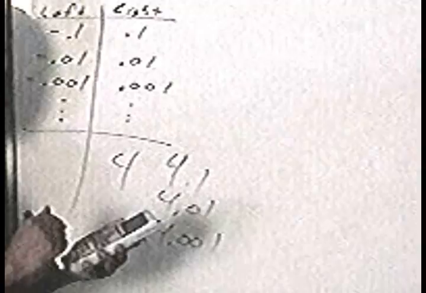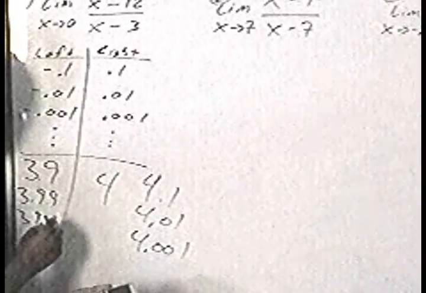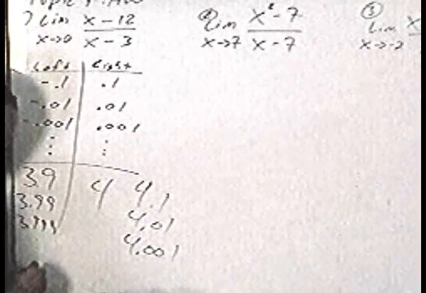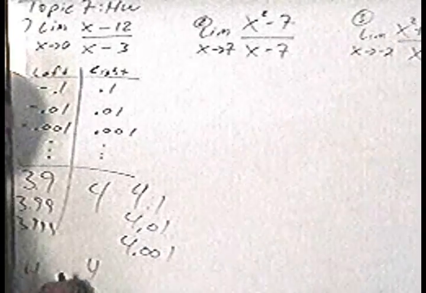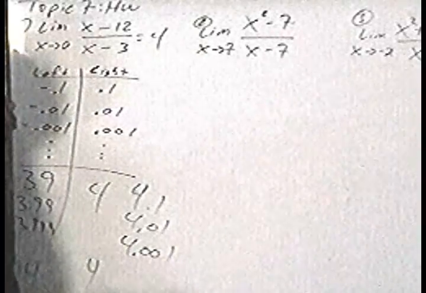From the left side, I'm going to put in negative 0.1, enter, and I get 3.9. And from here, I'll put negative 0.01, and I get 3.99. Now I'll put negative 0.001, and now I get 3.999. So if I keep this up, I'm going to assume that I'm heading toward the number 4. So the left and right side agree. So the limit here is 4.